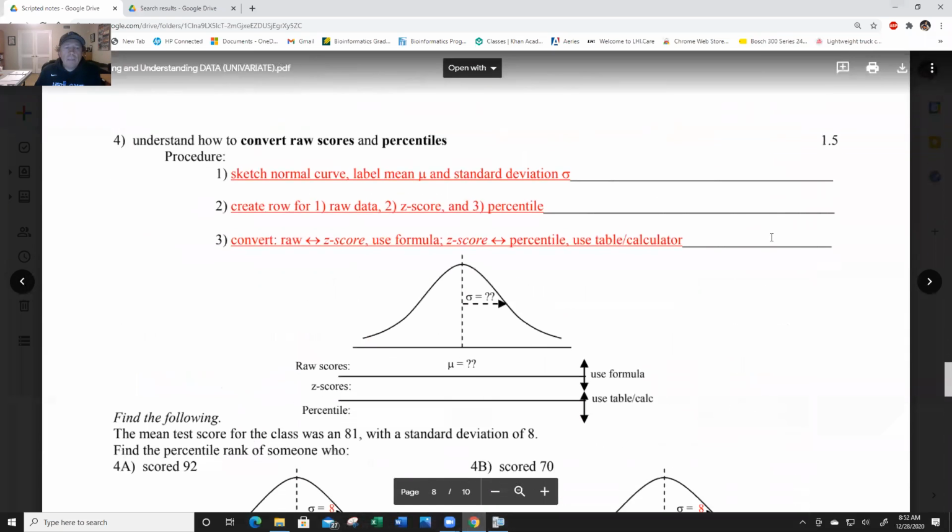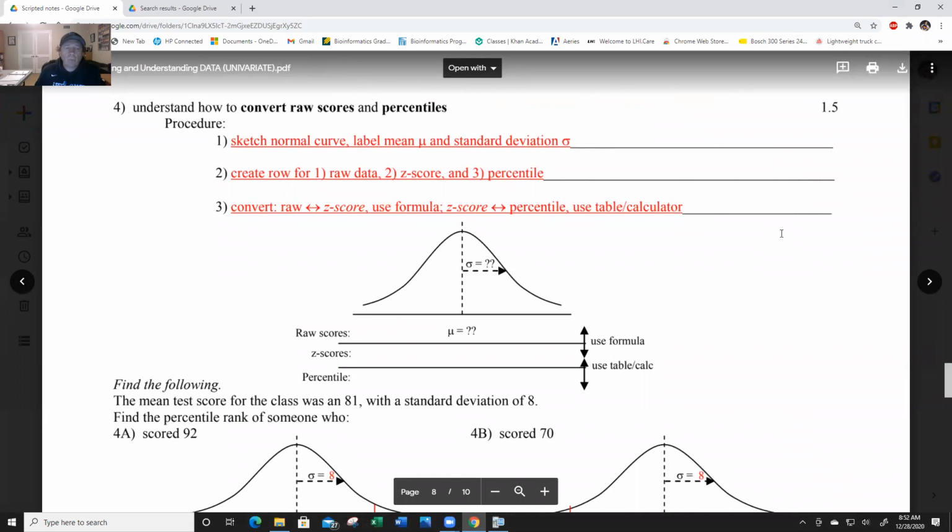Okay, we're going to be converting raw scores and percentiles. Okay, so I've developed a system that I think is really helpful. This is not in any book I've ever seen. Okay, but it's awesome.